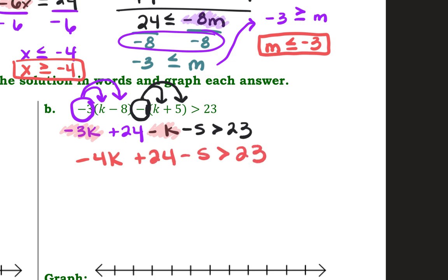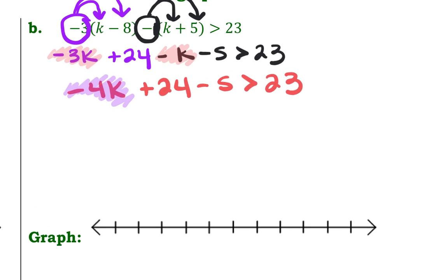All right, highlighting the variable. There are 2 items not highlighted. Again, these are like terms, so we're going to put these together. So it's 24 minus 5. 19. So we have negative 4k plus 19 is greater than 23.